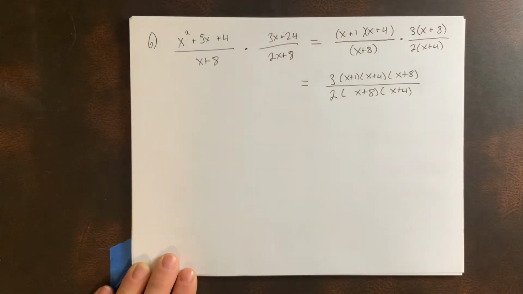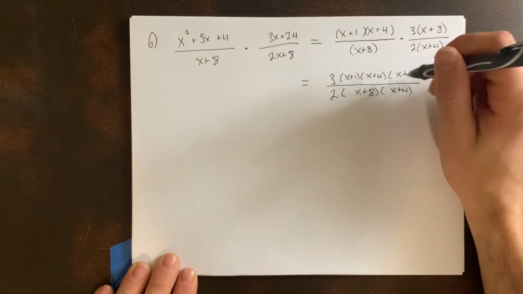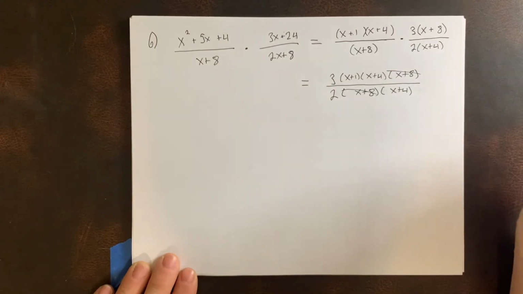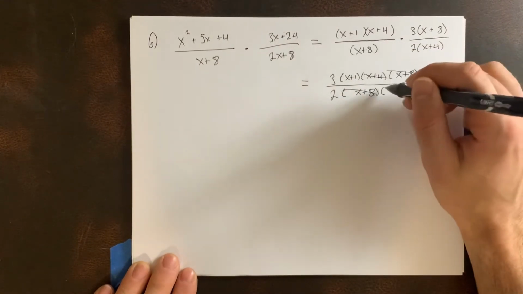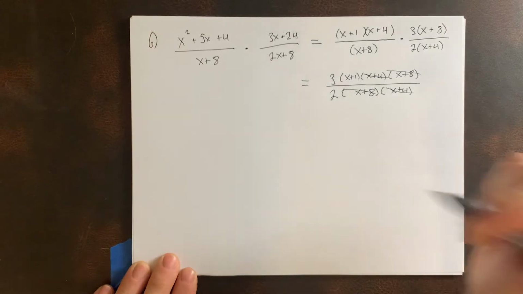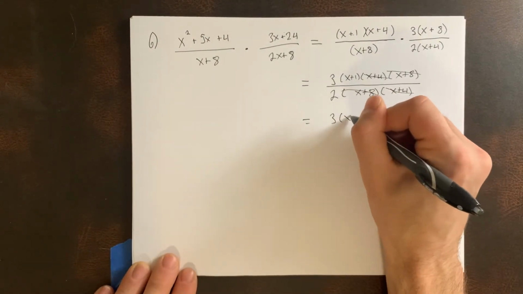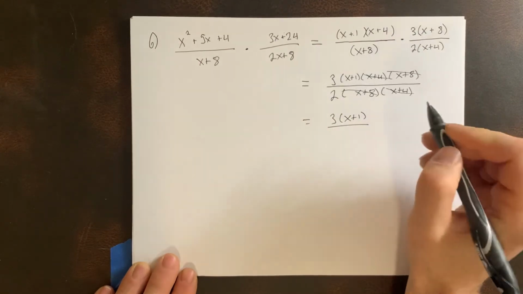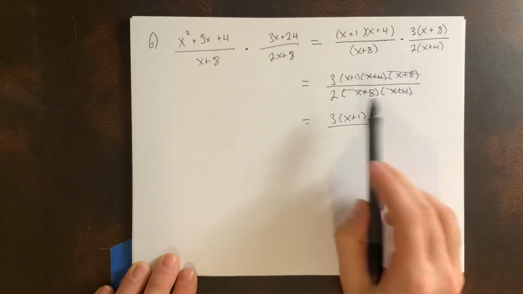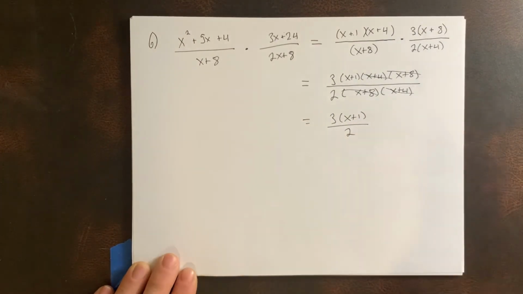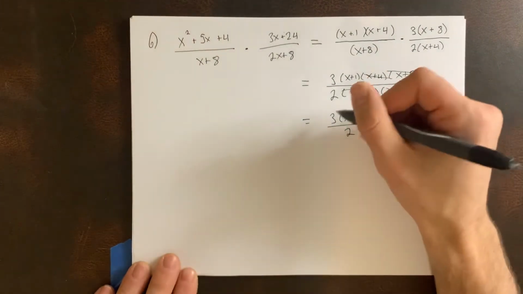And now what we can do is see if things cancel. So on the top, you see we have an x plus 8. On the bottom, we have an x plus 8. On the top, we have an x plus 4. And on the bottom, we have an x plus 4. So then our final answer is just going to be 3 times x plus 1, and all that's left on the bottom is this 2. All right, so for this one, this will be our answer.